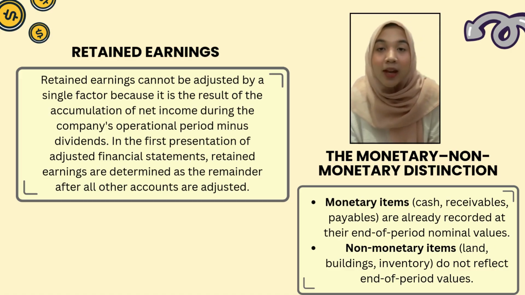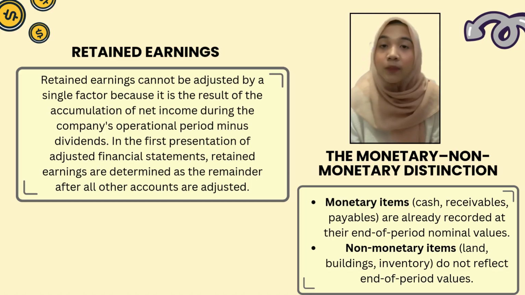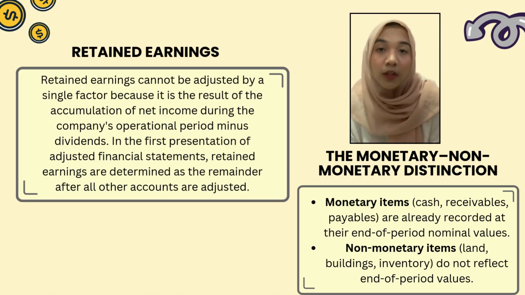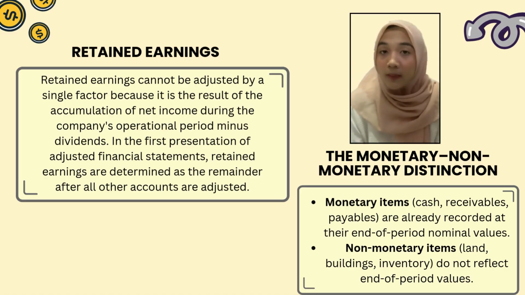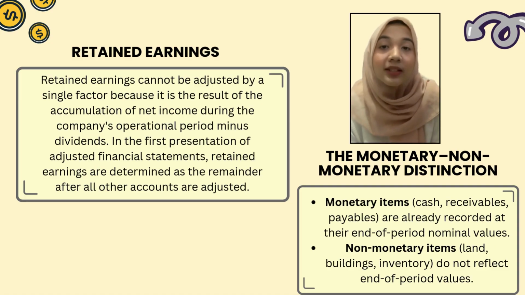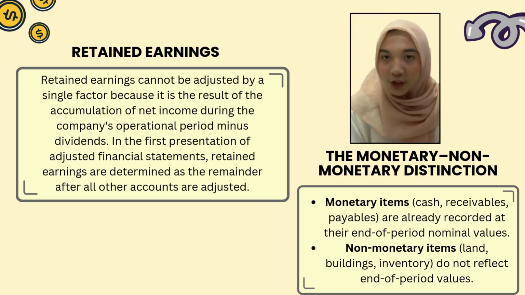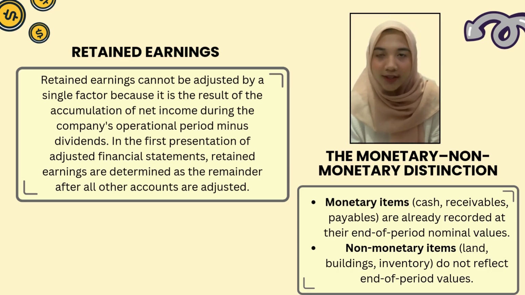In subsequent periods, retained earnings are adjusted based on net income in current purchasing power units, gains or losses from general price difference on non-monetary items and equity, and adjustment for general price change on monetary items. With this method, retained earnings can reflect the company's real performance in current economic value, not just nominal figures.